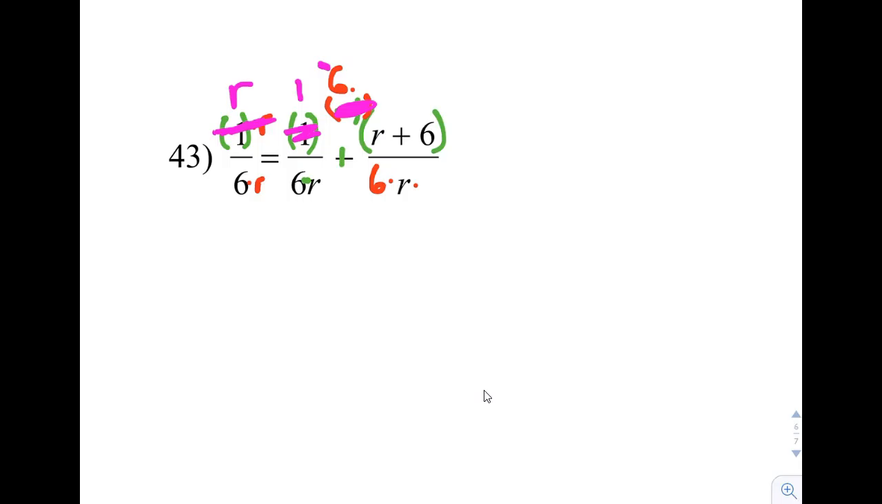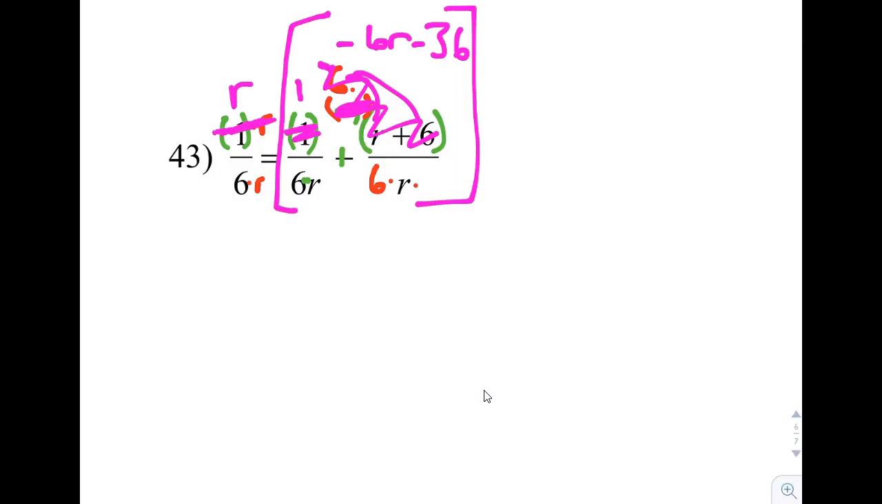And then let's take that -6 and distribute it out to both of these, giving us -6r. And -6 times 6 is -36. So those go away. And over here, we have an addition problem. So I'm just going to focus on just this side for the moment.